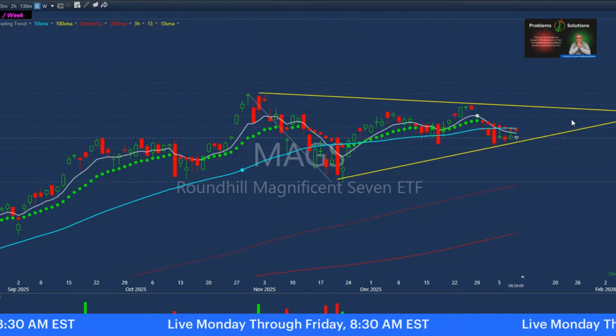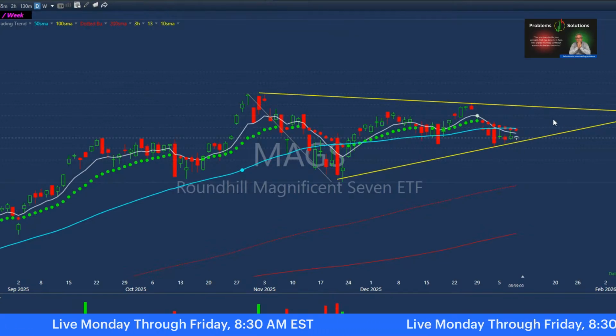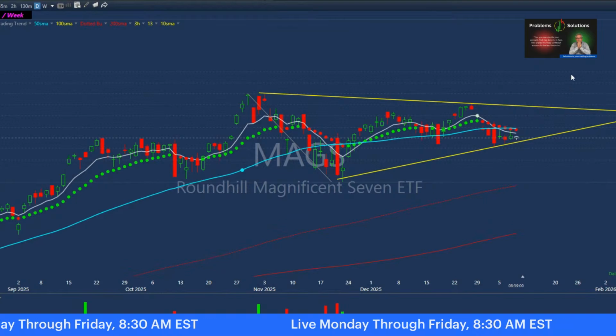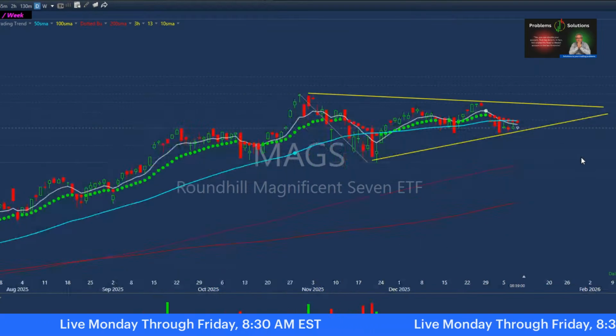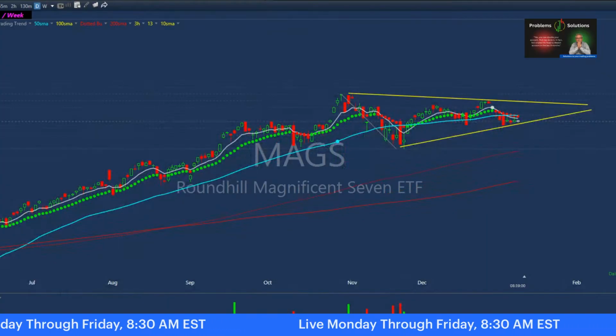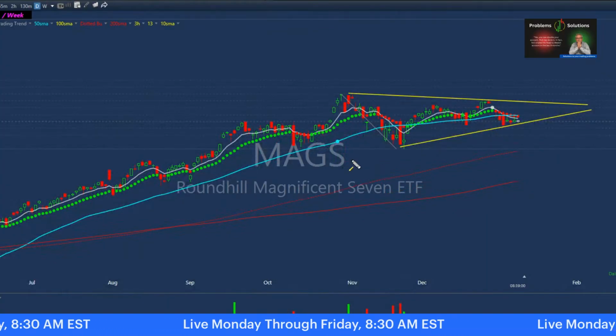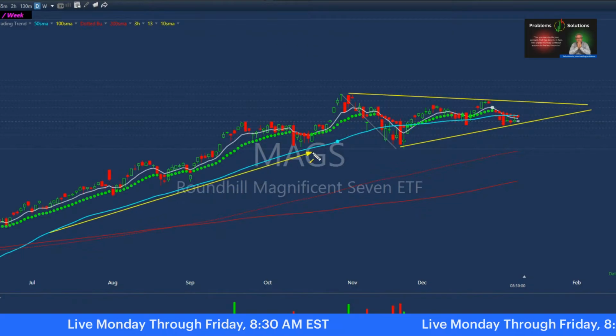And in this area, when it gets real tight, it'll explode. I can't guarantee it's going to explode to the upside. It could explode to the downside. But the way the chart is laid out, I have to be on the bullish side. And what I mean by that is we got into this situation.